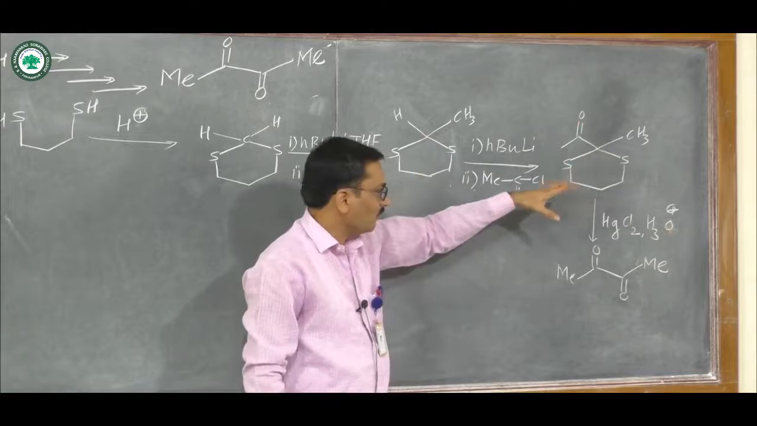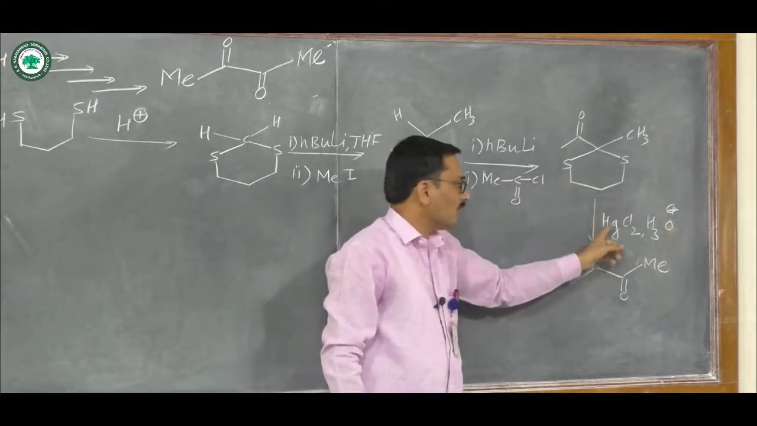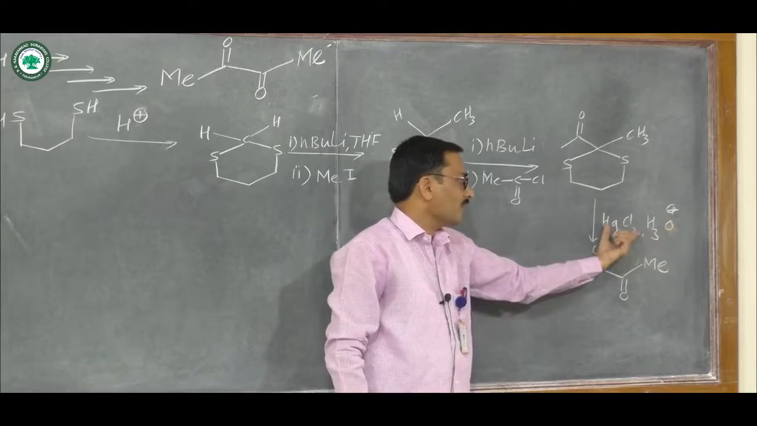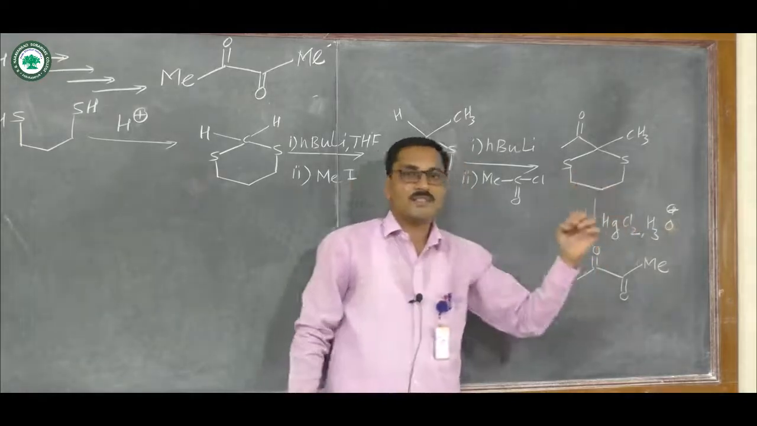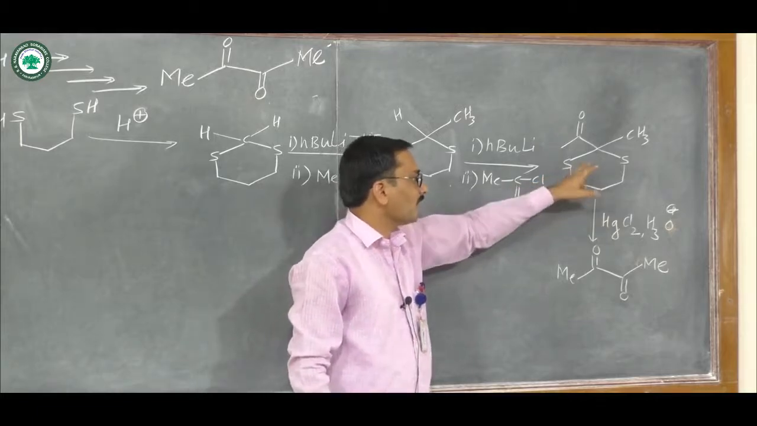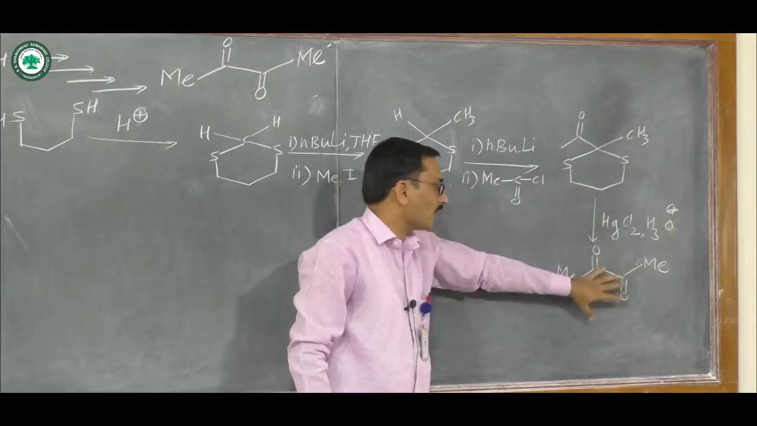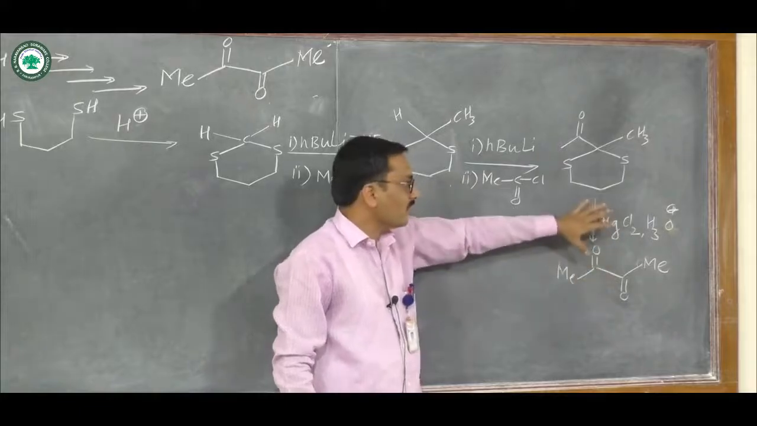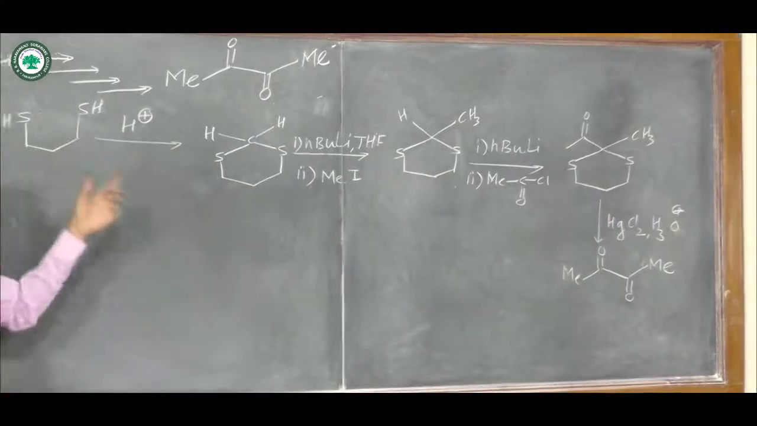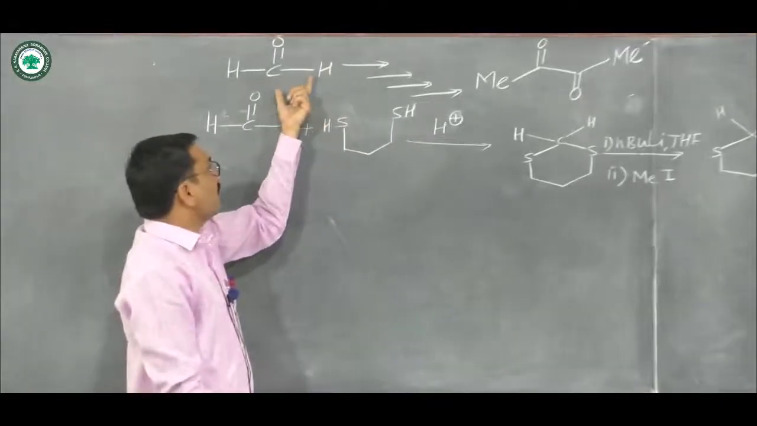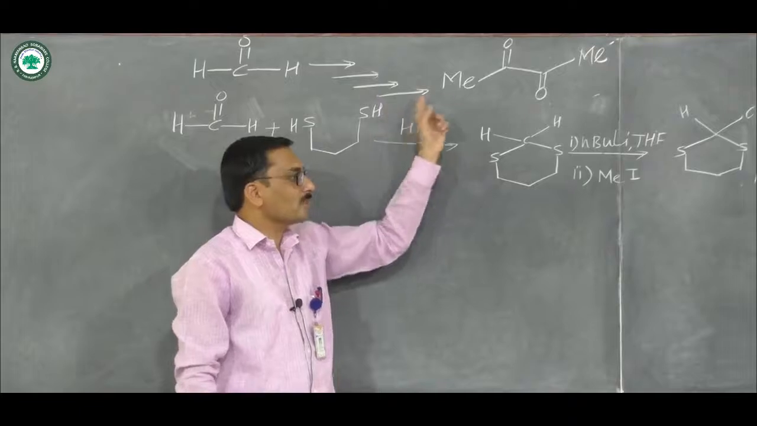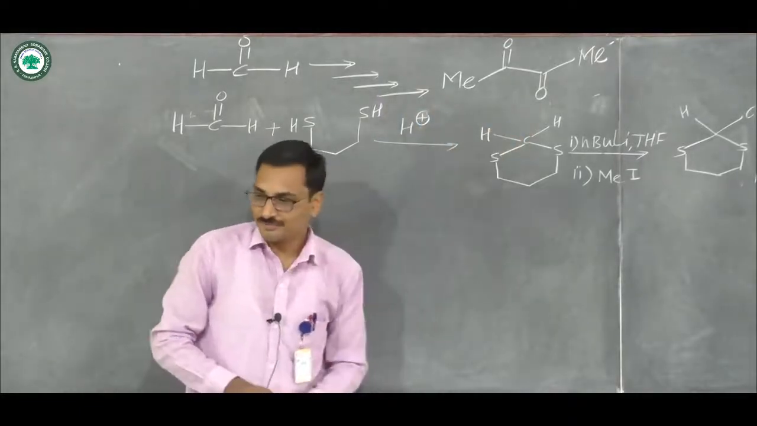In the last step we use HgCl2 in the presence of H3O+. So this given reaction condition acts as a deprotecting step for this type of 1,3-dithiane compound, and there is formation of the carbonyl compound again. So in this way we achieve the conversion of this aldehyde into the given final product by using different types of reagents.